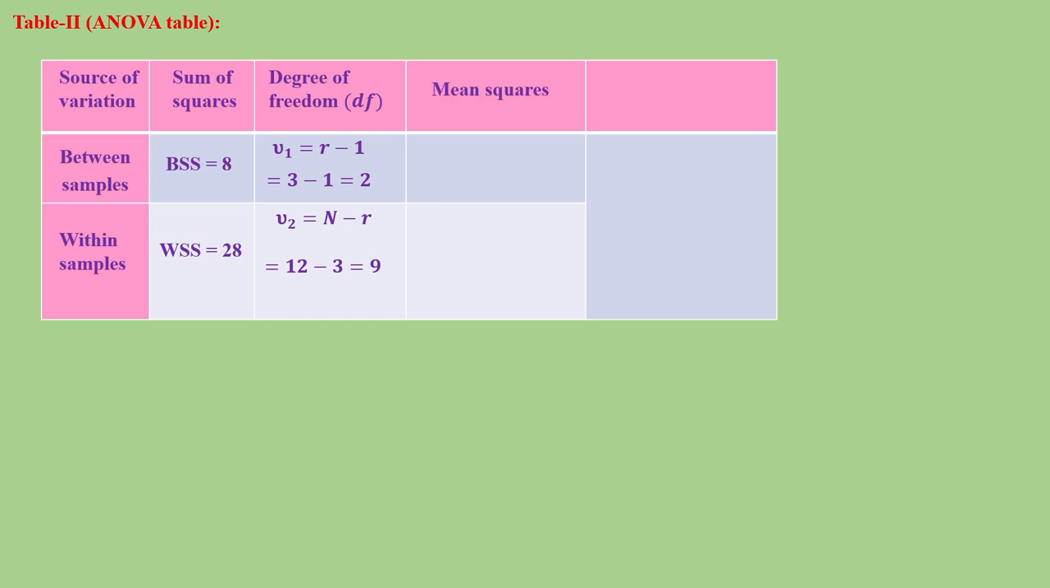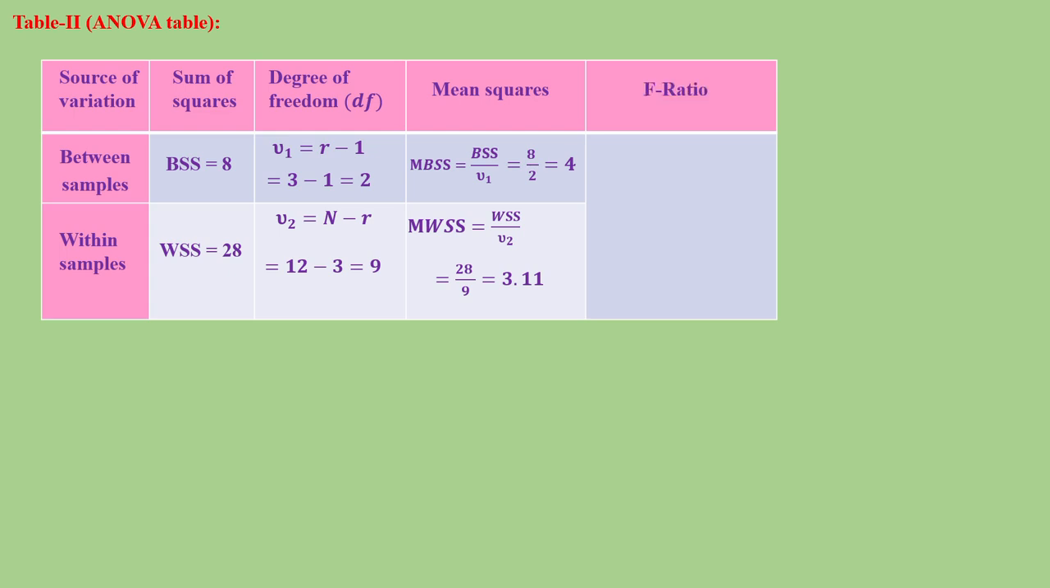Next, you write the mean sum of squares. Mean sum of squares between sample, formula is BSS by V1. So 8 by 2, that is equal to 4. Next, mean sum of squares within sample, that is equal to WSS by V2, that is equal to 28 by 9, that is equal to 3.11.